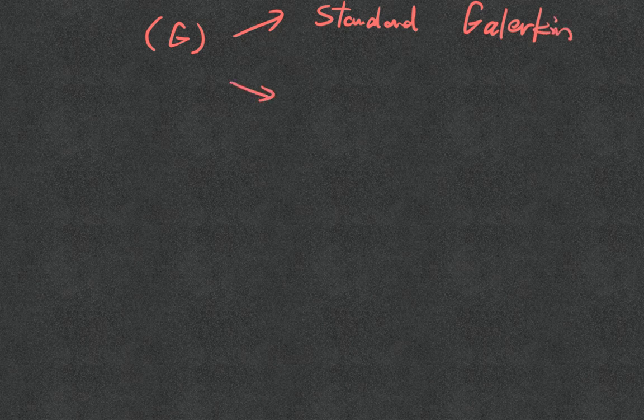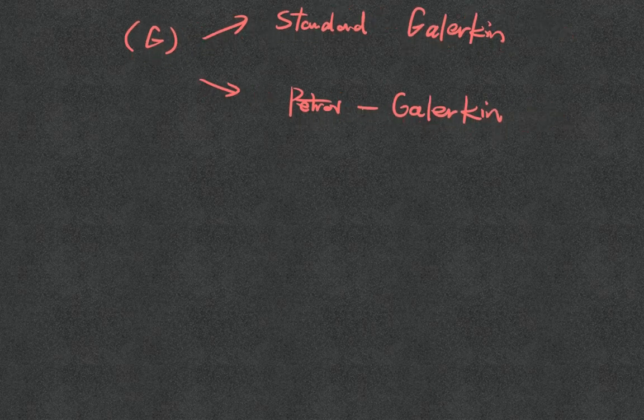And then the Petrov-Galerkin form. Okay, so what is the difference between the two? Does anyone know? Yeah, exactly. Okay, if I use the same finite dimensional space for my weighting functions and trial functions, I get the standard form.